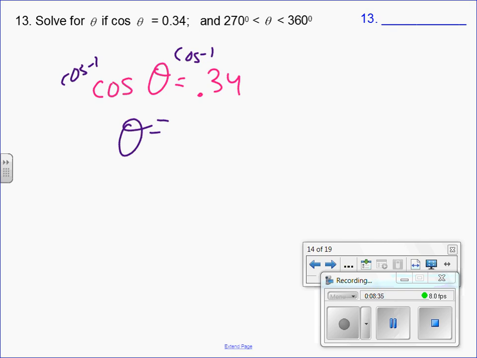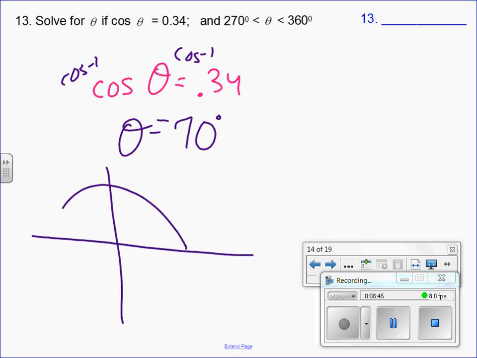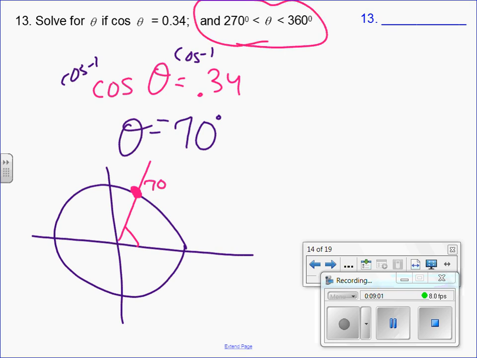I have jotted on my paper that the calculator gave me 70, but definitely check me. Now this is the one where we have to use reference angles to get to where we need to go. So right now my calculator says that somebody that would have a cosine value of 0.34 would be 70. So that angle's measure is 70. But they're telling us that's not where they want the answer. They want the answer between 270 and 360.